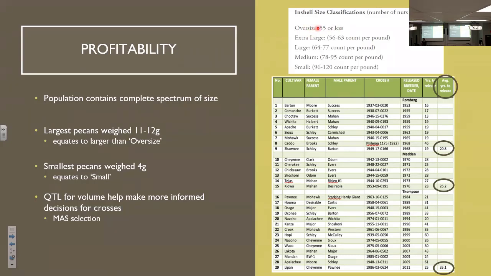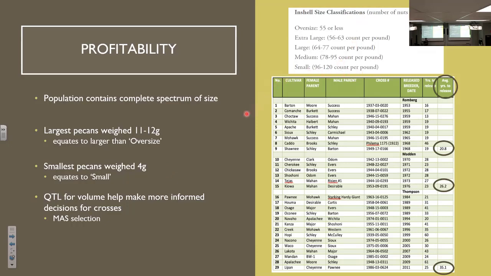If we're looking at 55 nuts to make a pound, that's roughly 8.25 grams per nut, whereas we're seeing much greater values than that. As I mentioned, 12 grams per nut, giving these a very high value since they're so large. And then we're seeing the opposite of that all the way down to 4 grams per nut on average for the smallest pecans in this population, which falls into this small category here.